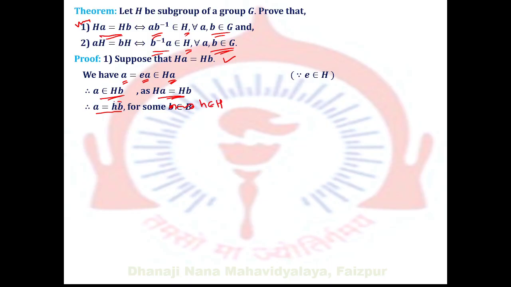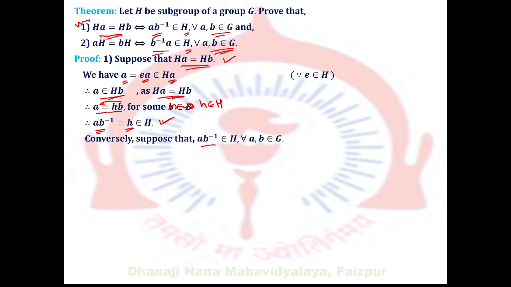हा b इकडे घेऊन जा. हा b इकडे आल्यानंतर काय होऊन जाईल? b इन्व्हर्स होऊन जाईल. So therefore we have ab inverse is equal to, इकडे h शिल्लक राहील फक्त. So ab inverse is equal to h that belongs to capital H. So thus here we get, whenever HA is equal to HB, then ab inverse belongs to capital H.